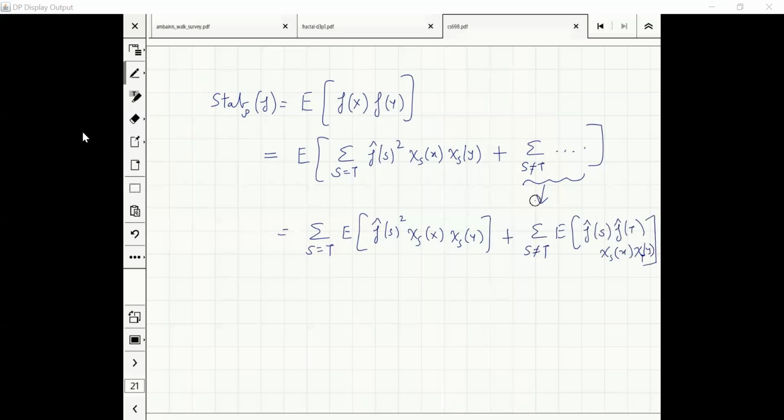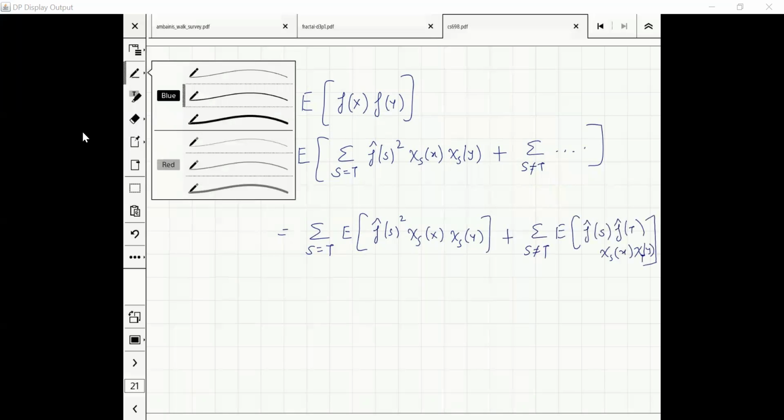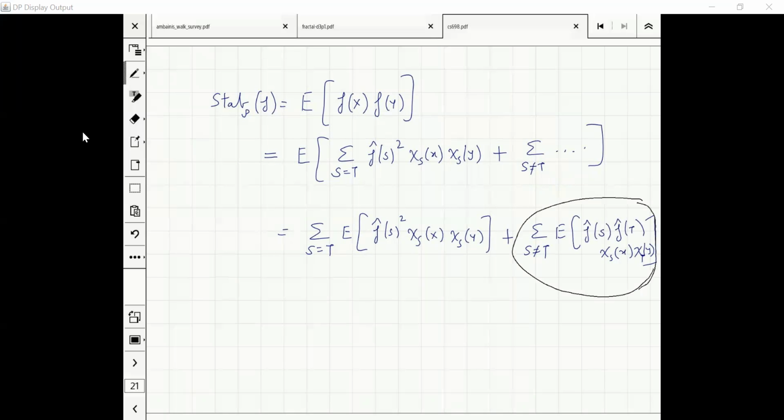I should say, what happens to the second? What do you think? Come on, you answer it. We can go quickly. This goes to 0. Right. It's because your expectation of chi_S(x) times chi_T(y) is 0. F at S and f at T are constant, so we can take them out. Once we take them out, we have the thing which we just noticed was 0. Great.